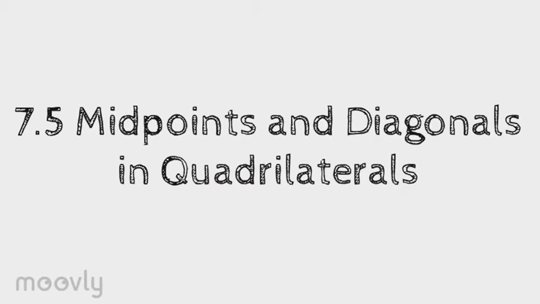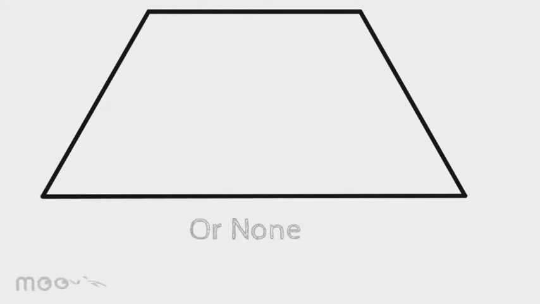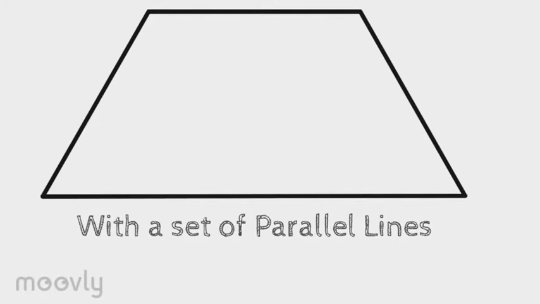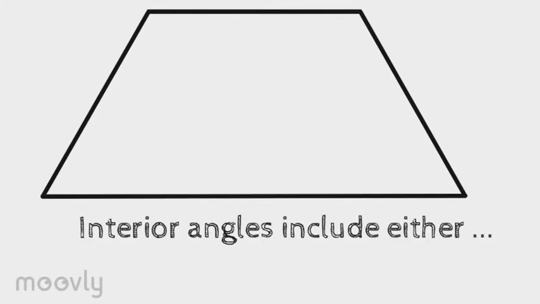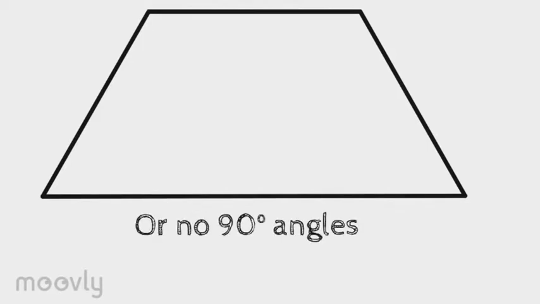7.5. Midpoints and diagonals in quadrilaterals. This trapezoid here possesses the following characteristics. It has either 2 equal sides or none, with a set of parallel lines. The angles from within the shape, or the interior angles, include either two 90 degrees or no 90 degrees.